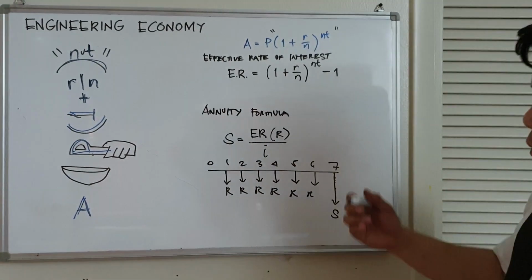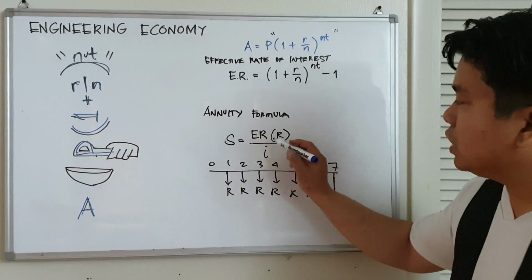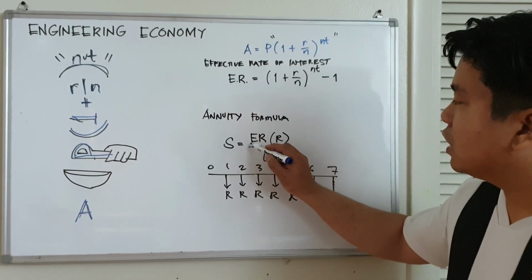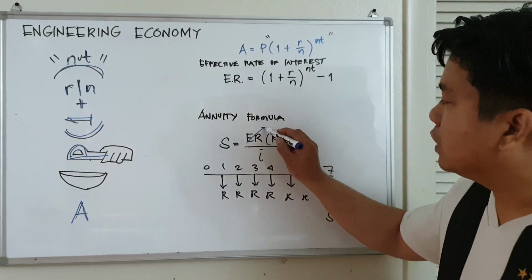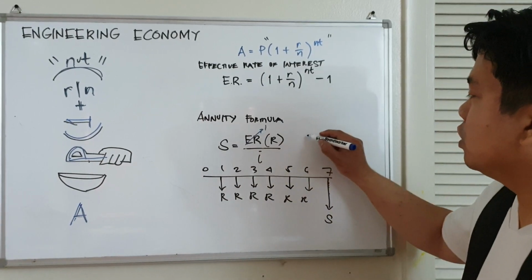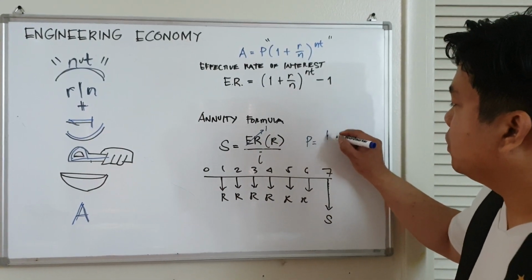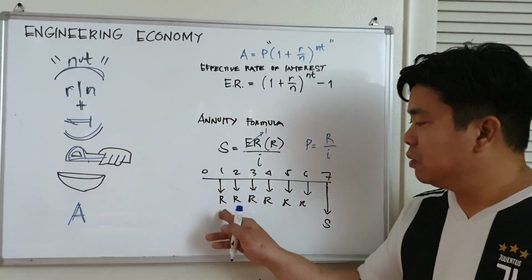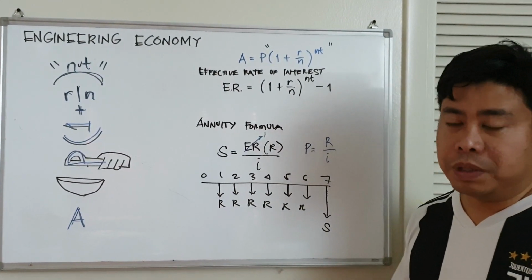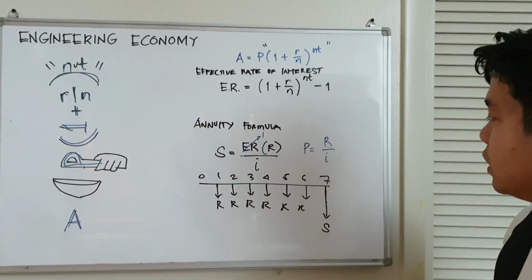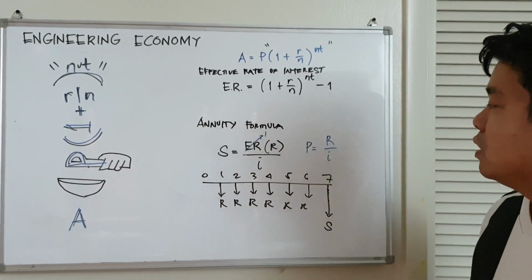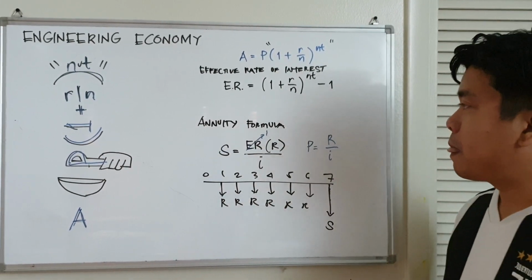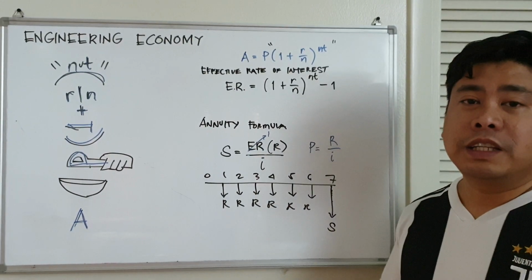Now, if you want to solve the perpetuity formula, you just assume that ER is 1. So now you will solve the perpetuity formula, which is the regular payment divided by I. Which means the regular payment is under perpetuity. It's forever, infinite. So R over I, because ER approaches 1. So this is the fourth formula, the annuity.